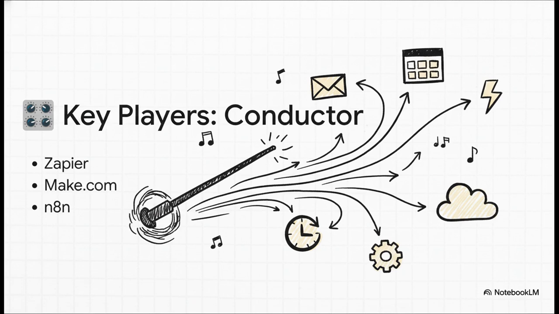Tools like Zapier and Make.com are incredibly friendly for setting up simple automations. Meanwhile, something like N8N offers a lot more complexity and control for more advanced users. This layer is really where intelligence turns into action.